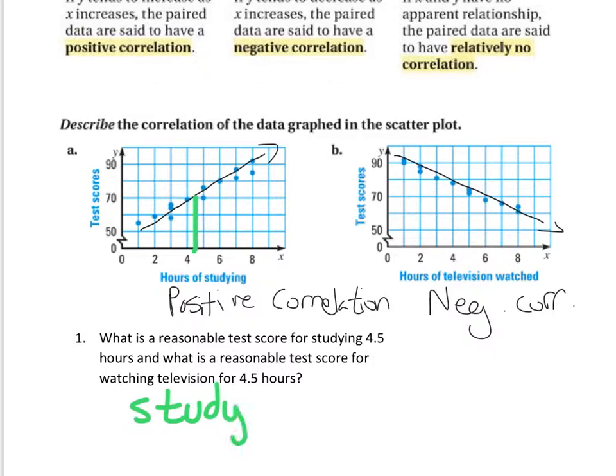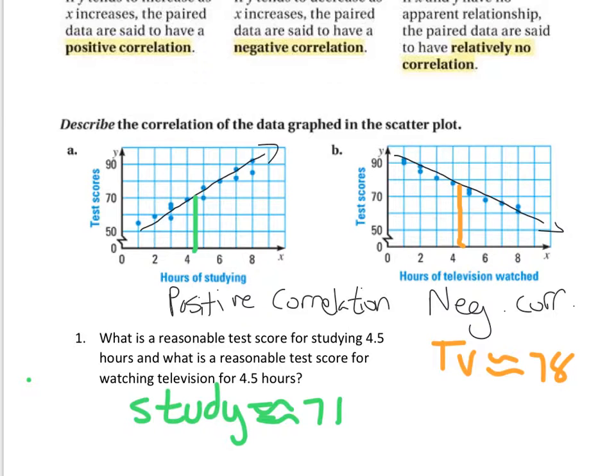If you studied 4.5 hours, you would get approximately, so study would equal approximately 71. Now the hours of TV watched one. So again, go to the 4.5 hours, go straight up, so the TV you would get approximately 78. So apparently if you watch TV, you'll get a higher score than when you study.